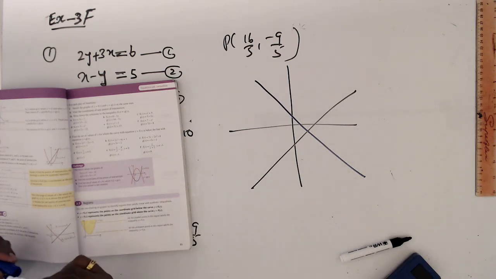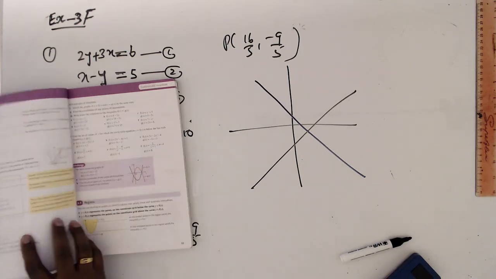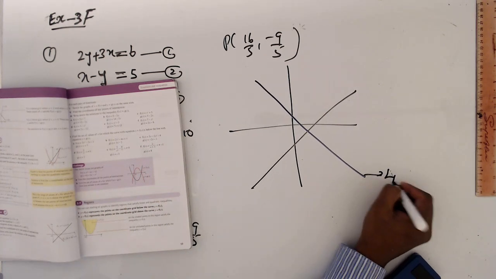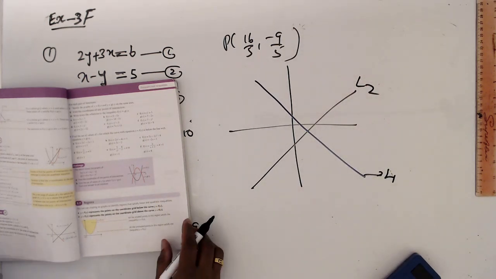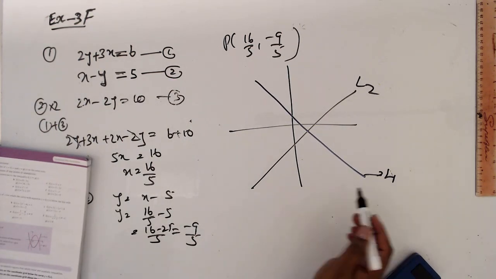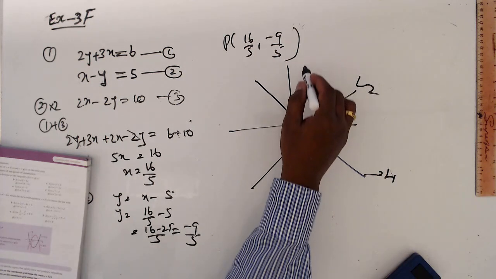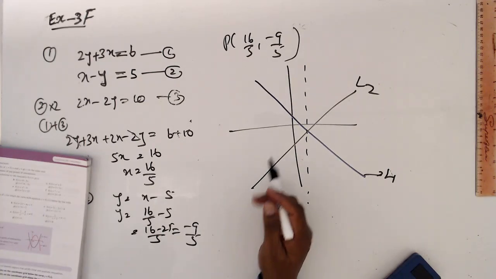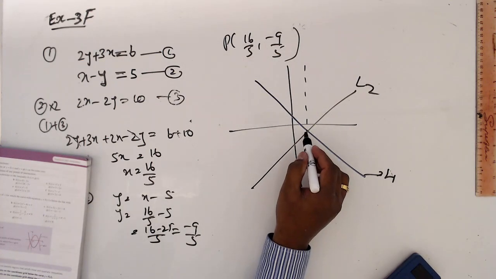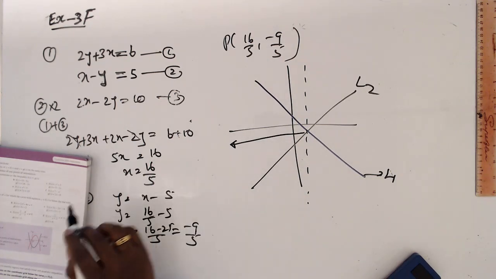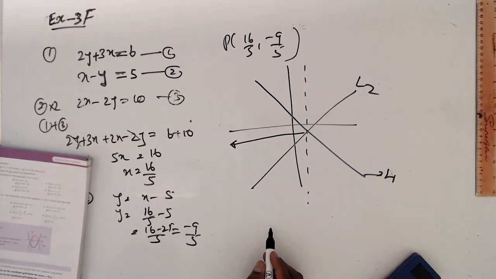So those are the two equations. This is L1 and this is L2. In question part B, they want to find the area where L1 is above L2. So L1 is above L2 from this point up to minus infinity.